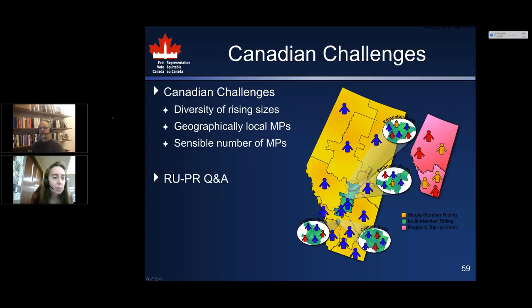Okay. Which large rural ridings would receive the top-up MPs? I just want to reemphasize again that those top-up MPs are for the whole province, or half of the province, or a third of the province. They cover a whole region. In the map that we've got here, all of Alberta is covered by two top-up regions. The three MPs in the northern region cover all of the north, and the three in the south cover all of the south. They're not dedicated to any particular riding. Right, so they represent a region.